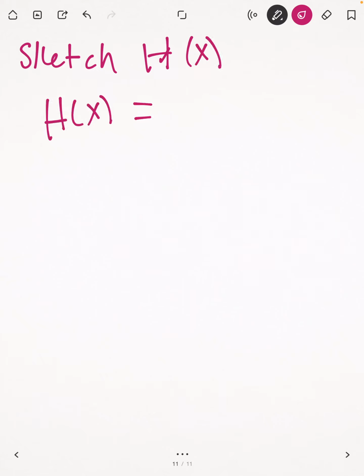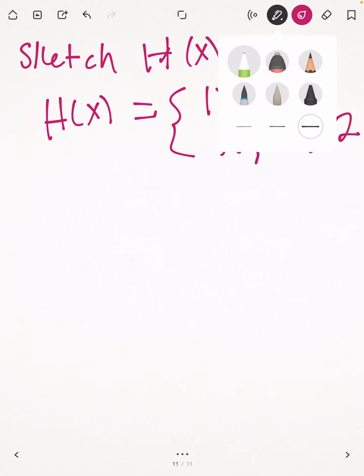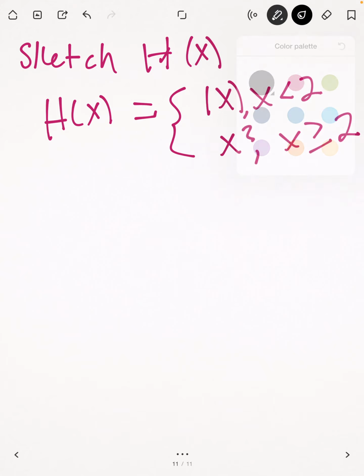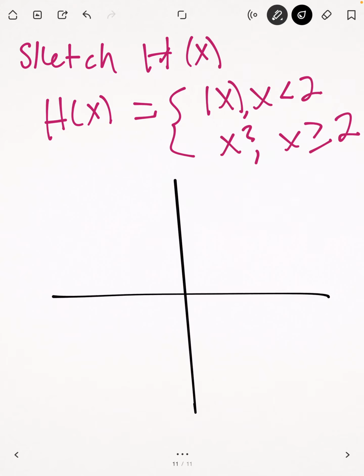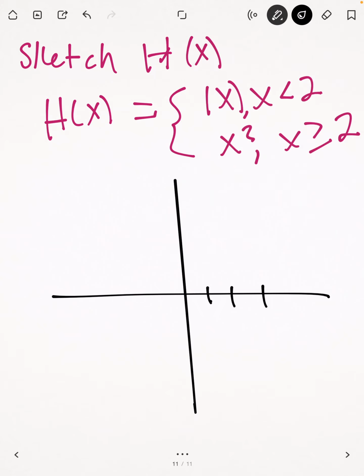So here, let's look at another example. So sketch h of x, and big H of x is equal to the absolute value of x for x less than 2, and it's equal to x squared for x greater than or equal to 2. Put our commas in there just so you know where it splits. We'll go ahead and draw in our coordinate plane. We already know that 2 is going to be a point of interest, so 1, 2, 3, 4. We'll go just a couple this way.